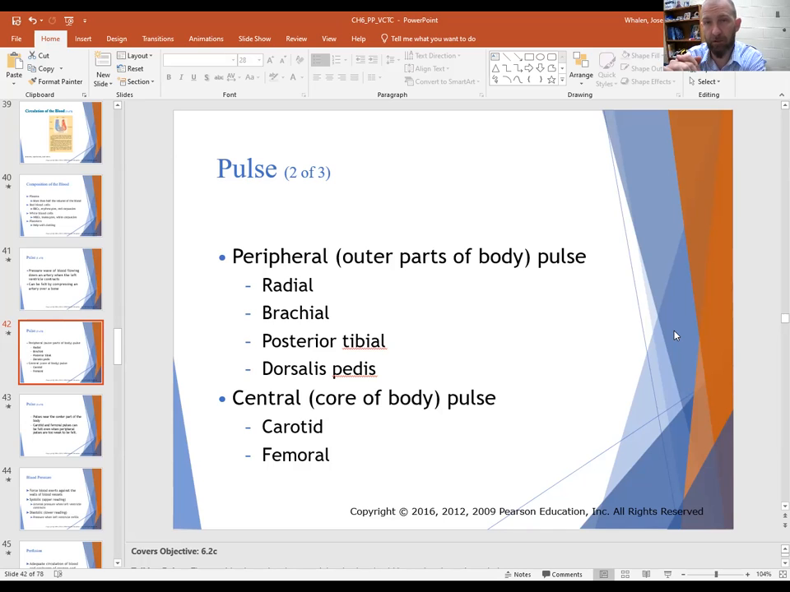Then we have the radial pulse, which is located on the wrist. This is the pulse that we're going to be checking with our patients about 99% of the time. This is the one we're going to go to, and maybe the only one we go to, but it's usually the one we go to first on our patients, that radial pulse.